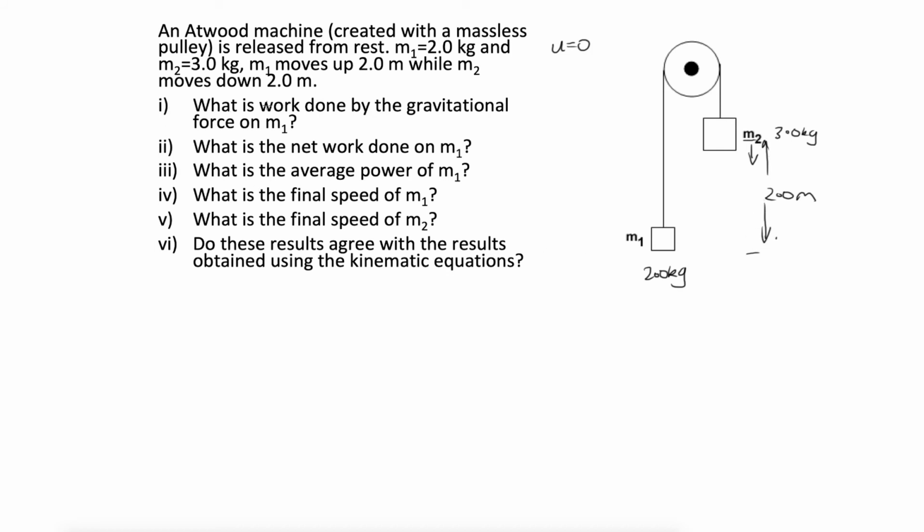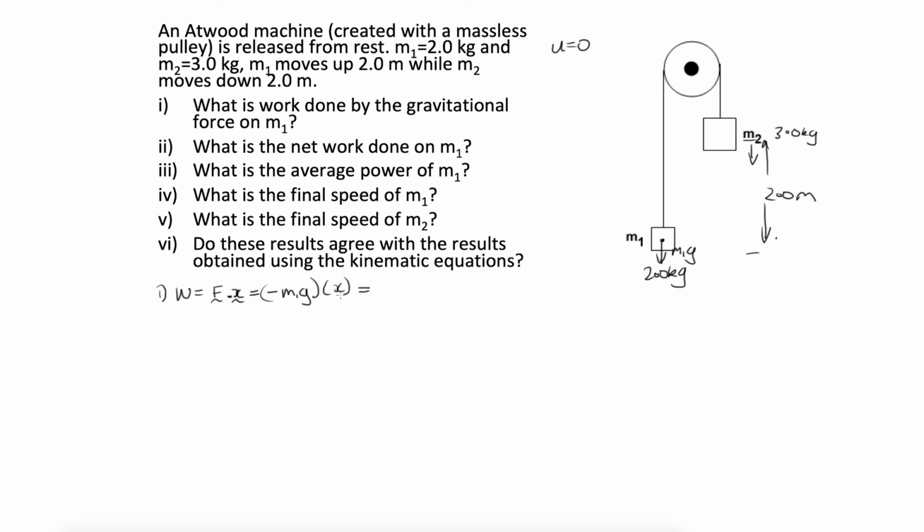Now part 1 asks what is the work done by the gravitational force on M1. So to do this we know that the work done is equal to F dot X. And in this case, acting on M1, the gravitational force is M1G. So we've got minus M1G, the minus to show that it's down, and that's times X. And the X is actually positive in this case because it's moving up.